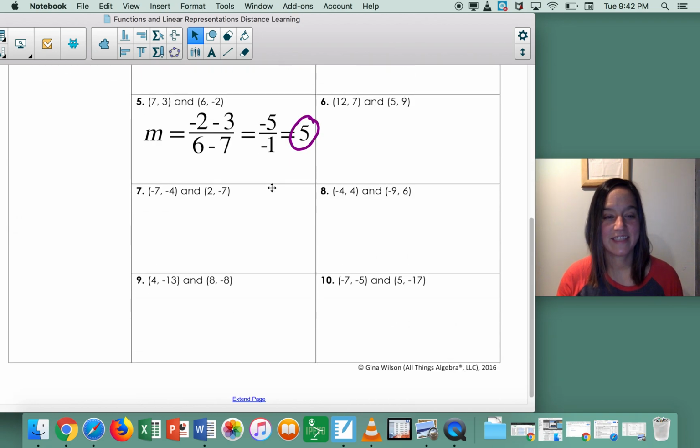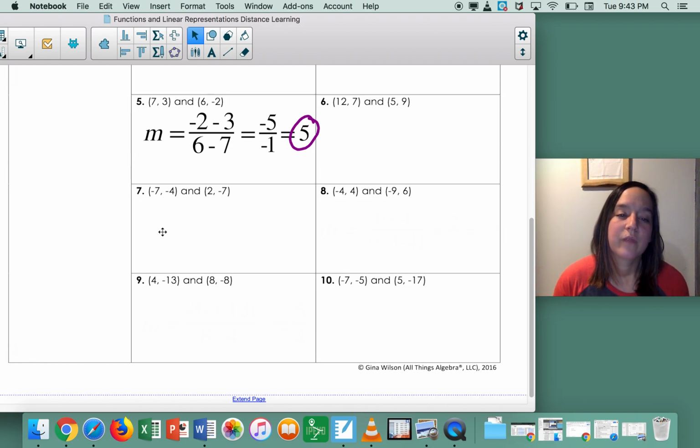Now we're going to go down to right here, number 7. Number 7, if I claim that the negative 7, negative 4 is my sub 1's, and my 2, negative 7 is my sub 2's, I would go ahead and plug in. Remember, I'm just using that formula: y minus y, x minus x. The biggest thing that you have to remember is that you're keeping your 2's first and then your 1's second, which seems so weird.